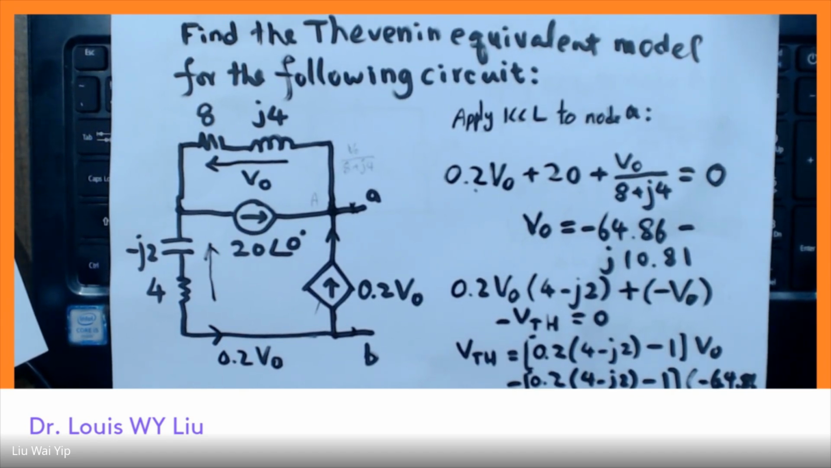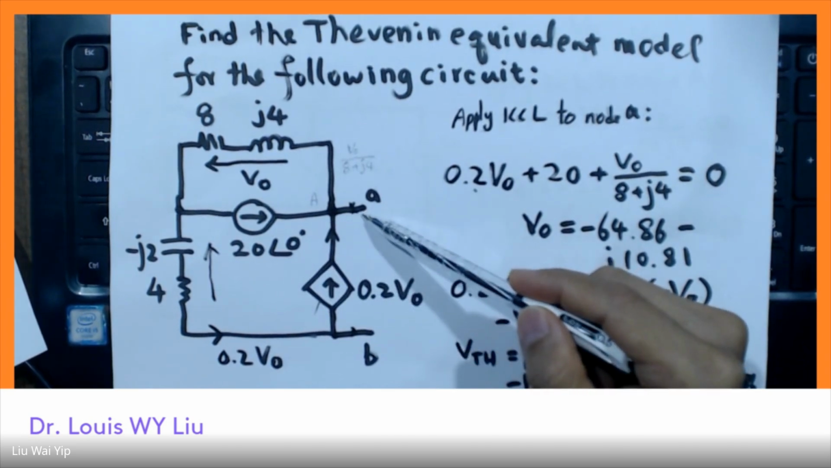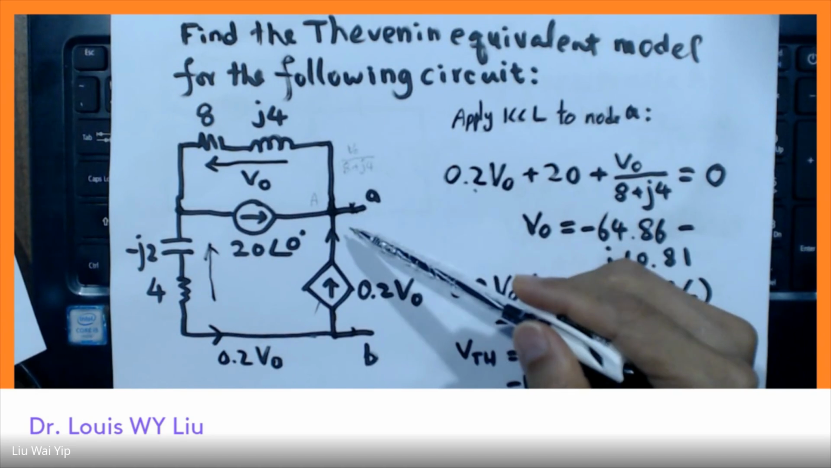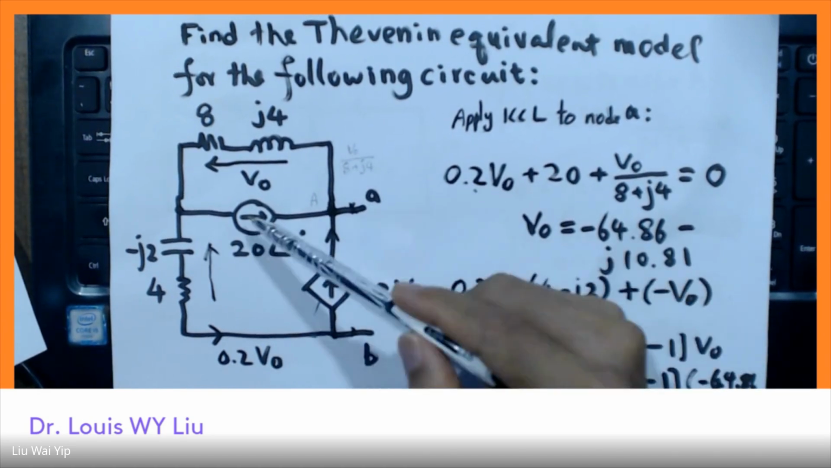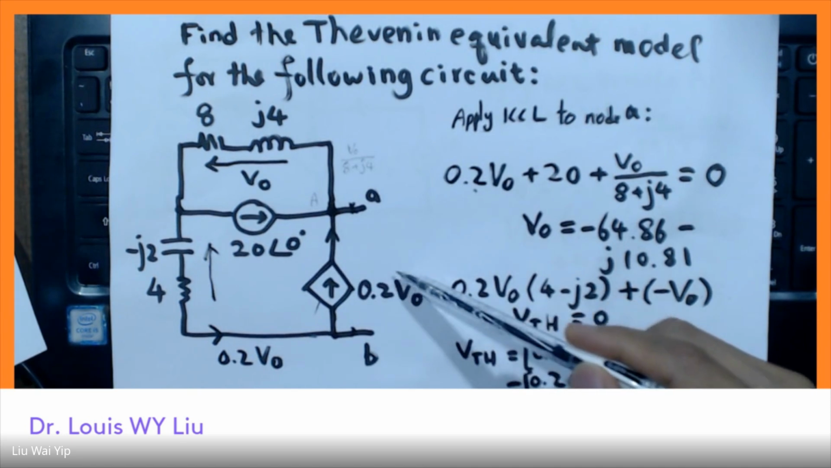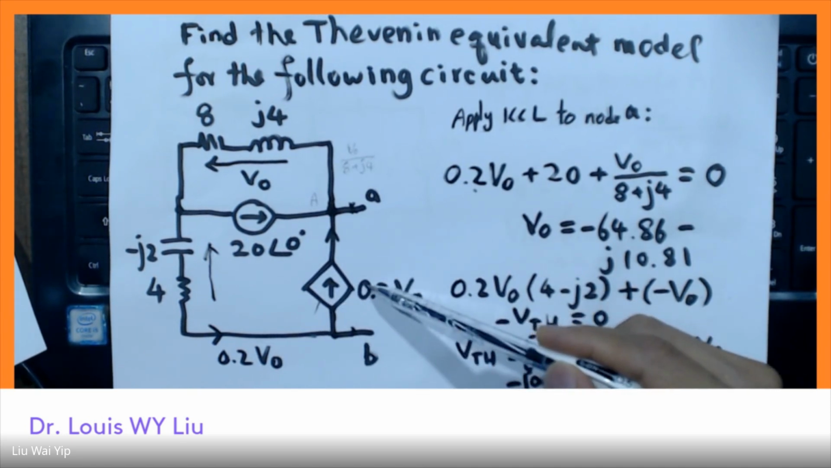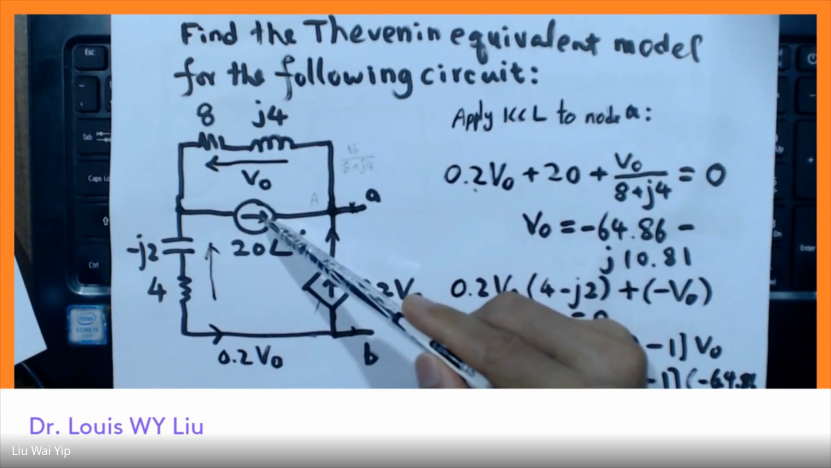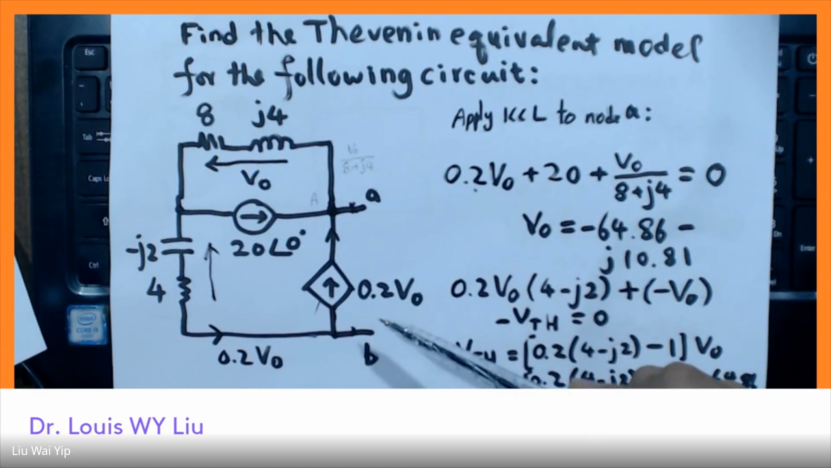So now the next step is going to be the Thevenin impedance. But unfortunately, we cannot find it straightforwardly by open circuiting all the dependent current sources. The independent current source should be open circuit, but not the dependent one. So we have to find it in a different way.